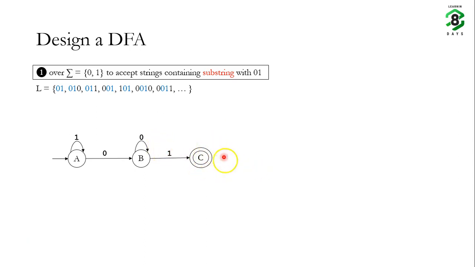Now how can I complete the final state? Let's think. So if I have come to state C, that means I have already seen a substring 0, 1 in the string. So after that, whatever comes doesn't really matter, because our string will always contain the substring 0, 1. So in state C, either we get a 1 or a 0, we will continue to remain in state C.